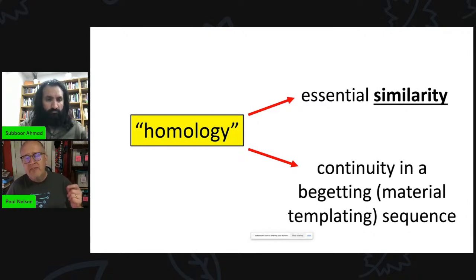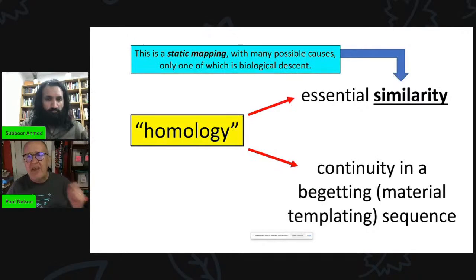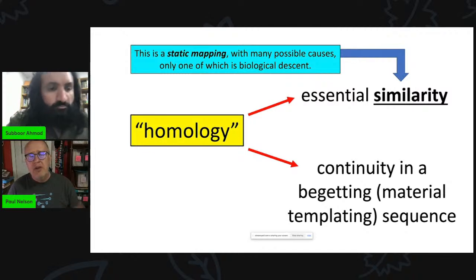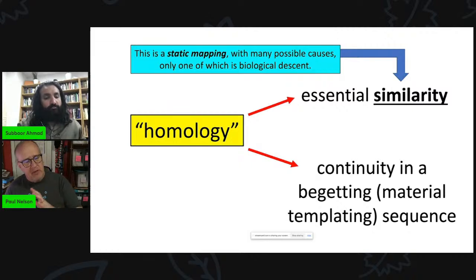All right, now, similarity as an observed phenomenon is a static mapping. It has many possible causes, only one of which is biological descent. So if you think in terms of inference to the best explanation, if similarity is the phenomenon that you wish to explain, you cannot go directly from similarity to material descent because you have a range of other possibilities: chemical constraints, physical constraints that determine your outcome and so forth. We just saw that with the hammerhead ribozyme.